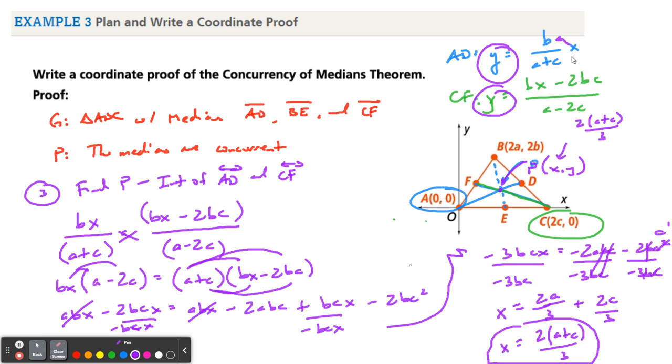So now we need to plug that into one of these equations for x. I'm going to choose to do it in the first equation because, again, this first equation is a lot simpler. So this is going to go in place of x right there, and it goes on top with the b. So I'm going to do this in orange. I'm going to try to sneak it in right here. So we're going to do y equals b times 2 times a plus c over 3 all over a plus c.